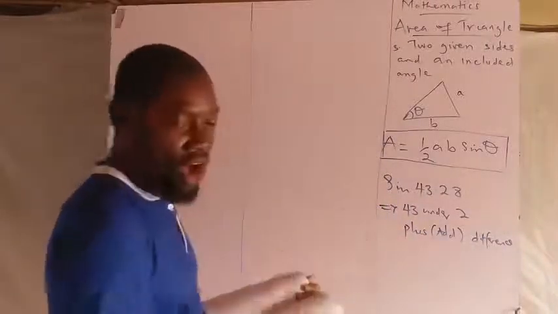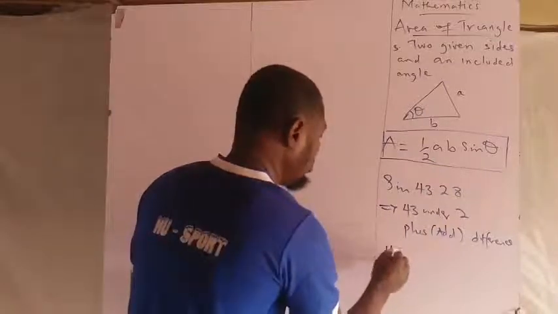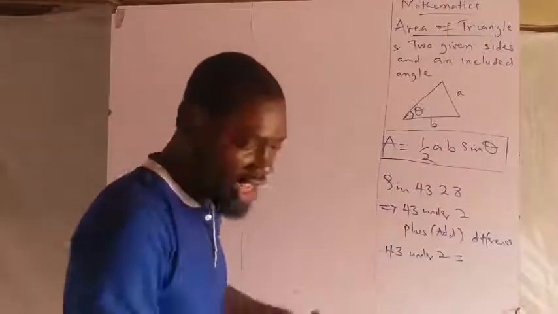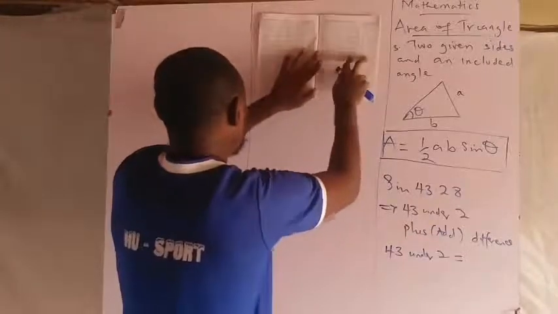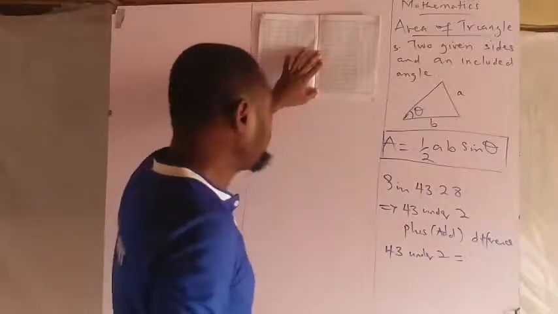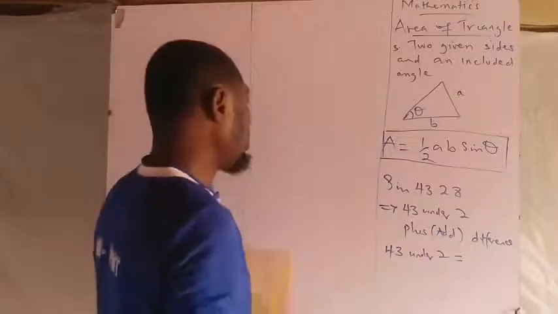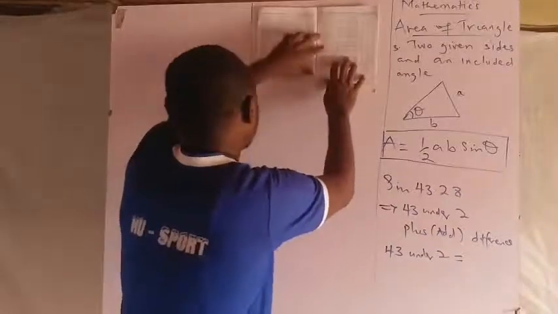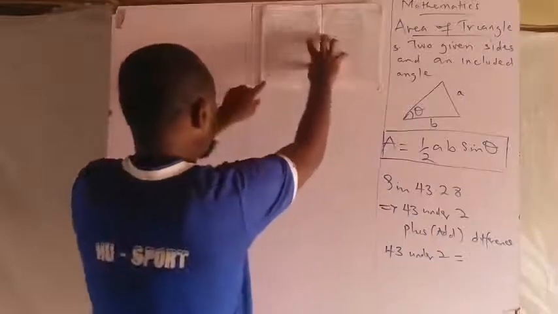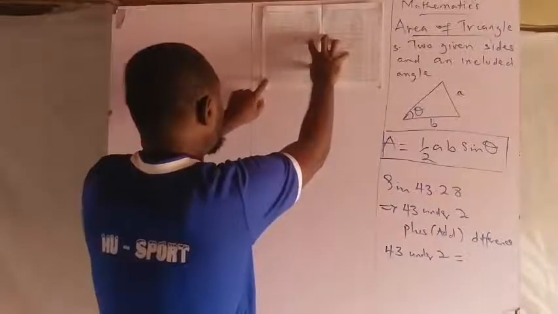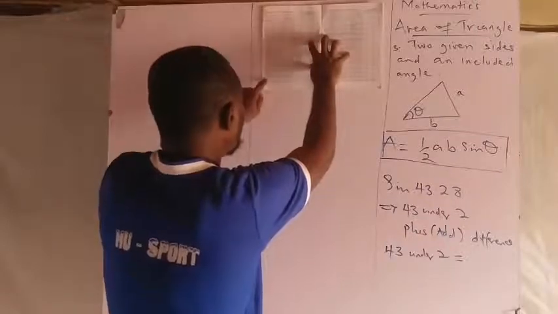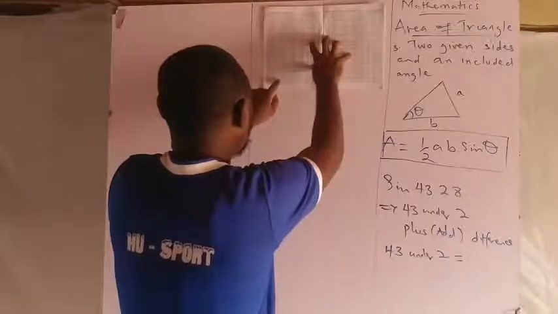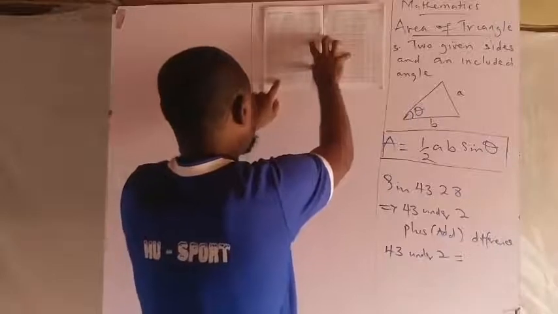Let us check for 43 under 2. If you check for 43 under 2, let us see what you're going to have. This is your book. These are the 43s. This is under 0 because this is 0. The next number is under 1. So 43 under 2 is 6845.